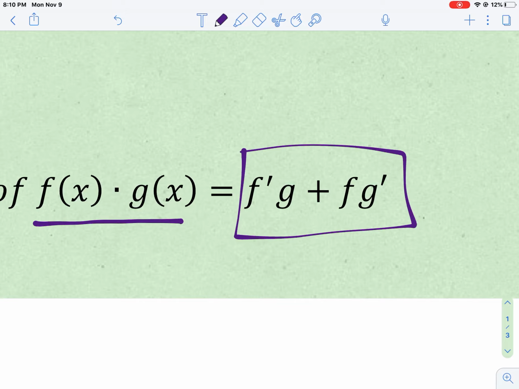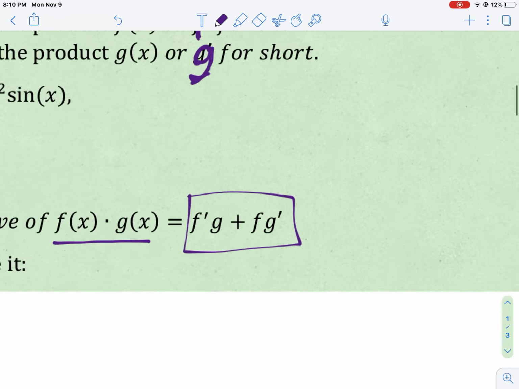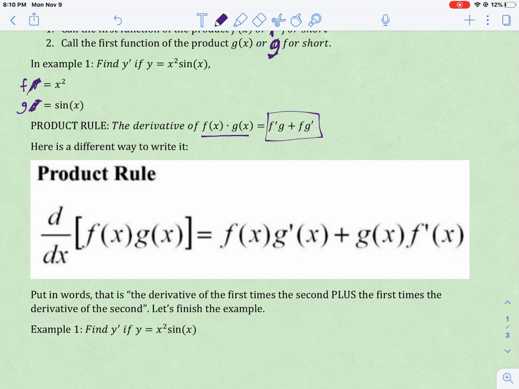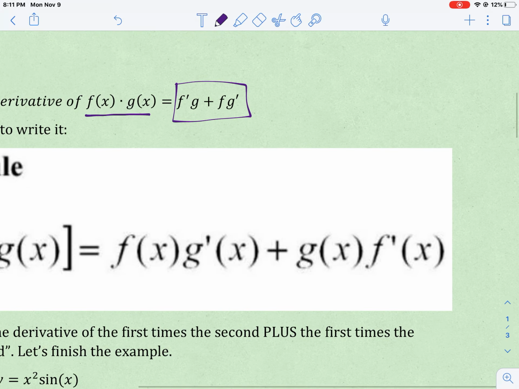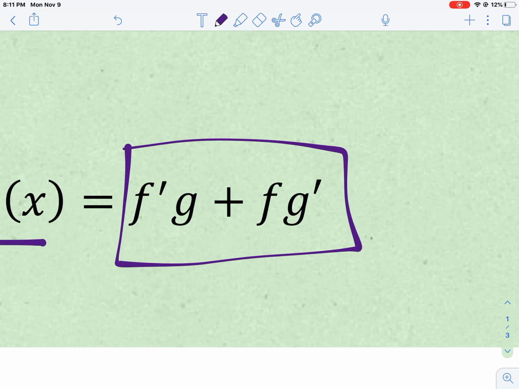So it's f's derivative times g plus f times g's derivative, okay? Whatever way you remember it, I remember it as f prime g plus fg prime. In the product rule here, the different way to write it, you know, it's not written the same, right? So in this example, they have the f prime of x times g of x right here, and then they have the f of x times g prime of x right here. Don't worry about it. F prime g plus fg prime.